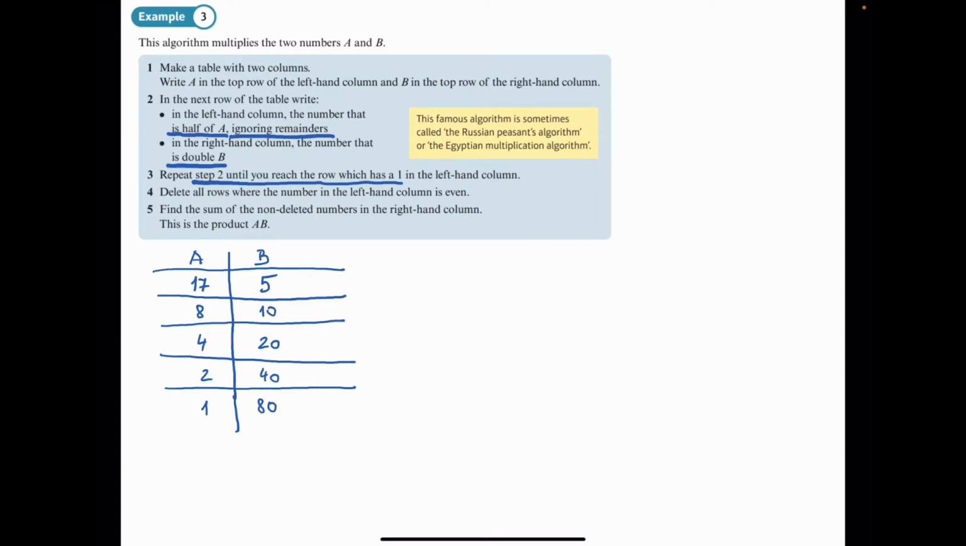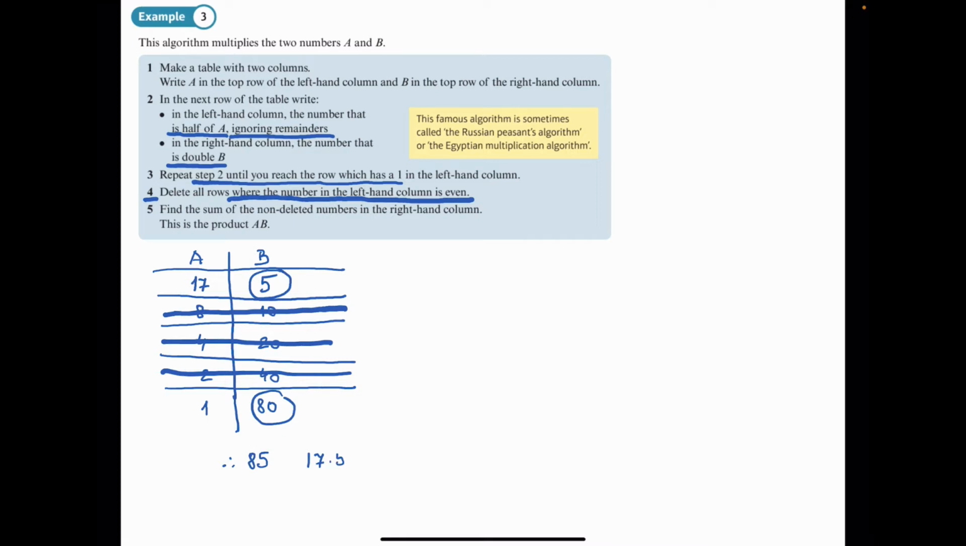Okay, and now step number 4 tells me I need to delete all rows where the number on the left-hand side is even. That means the left-hand side is even here, here, here. And then at the end we need to find the sum of the non-deleted numbers on the right-hand side. That means I'm looking for the sum of this number and this number. What is 85? And indeed 17 times 5 is 85. That means the algorithm does work. Okay, you can try now.